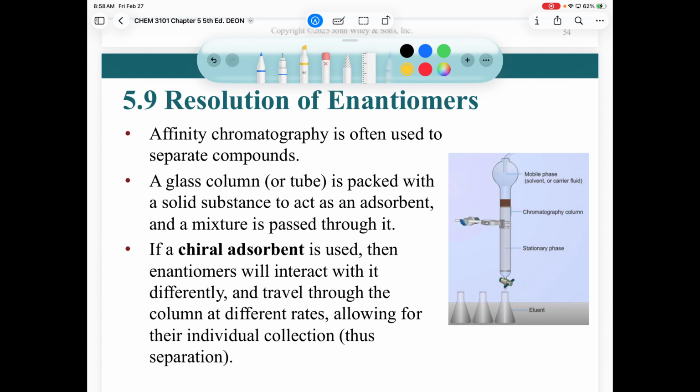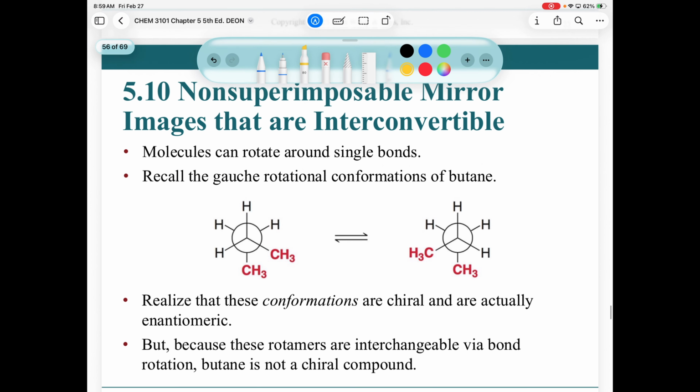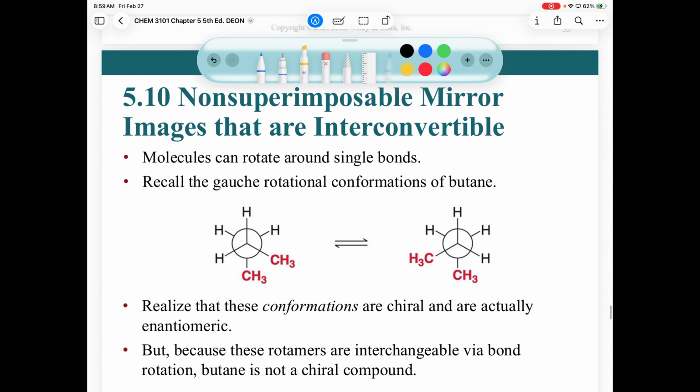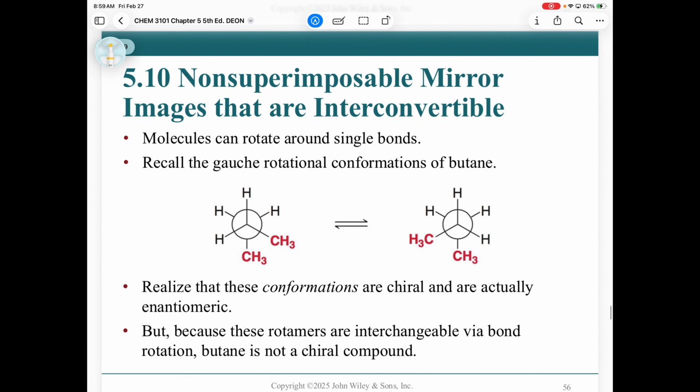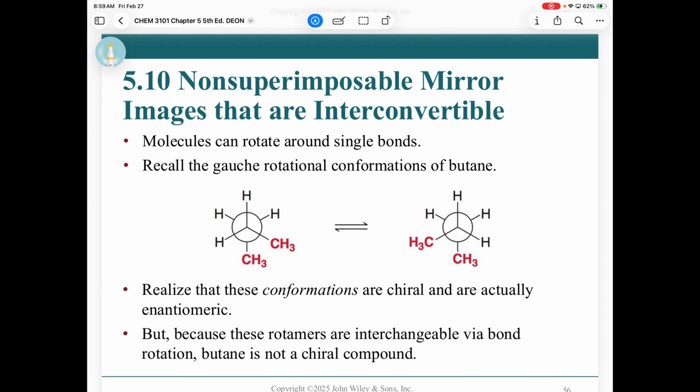It's a chiral silica gel, and so diastereomers are going to have different retention factors on it. Anyhow, let's move on. Let's go into section 5.10, which deals with non-superimposable mirror images.